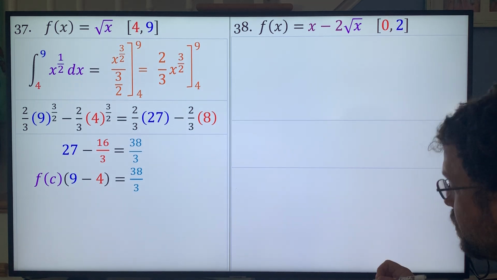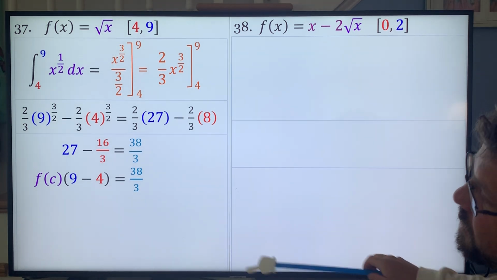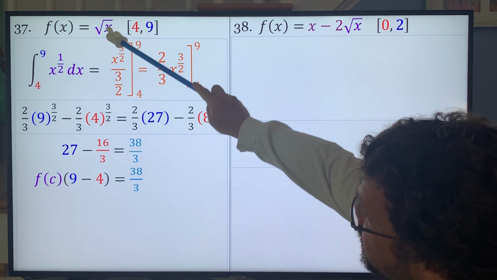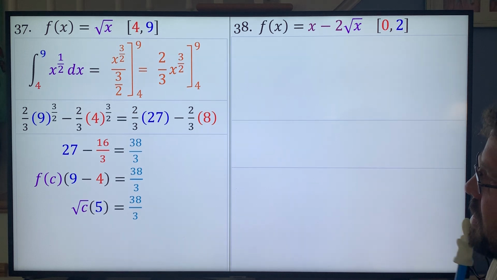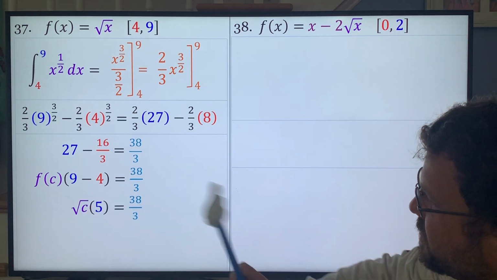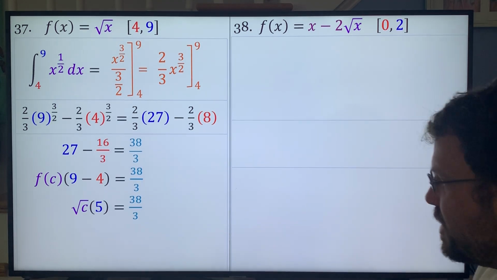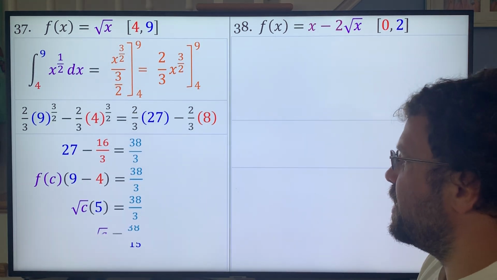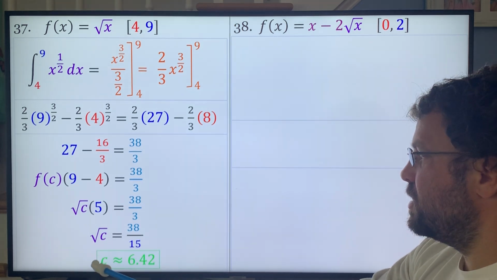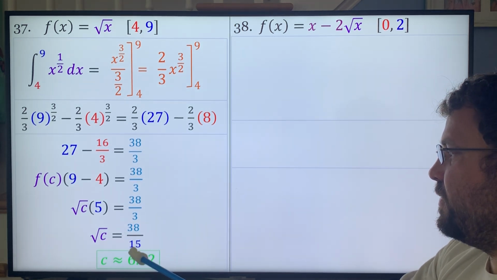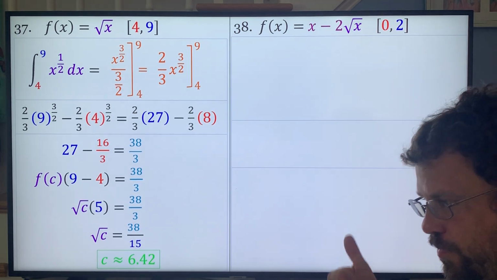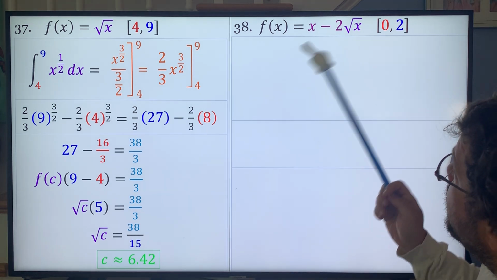F of c times b minus a. So to find f of c, you type in your square root of c times 5, or 5x to the 1/2 if you want. You don't have to put it like that. So I'm going to divide both sides by 5 here, making that 38 over 15. In order to get rid of that, you square both sides. So 38 over 15 squared is 6.42. We all good? All right, 37.